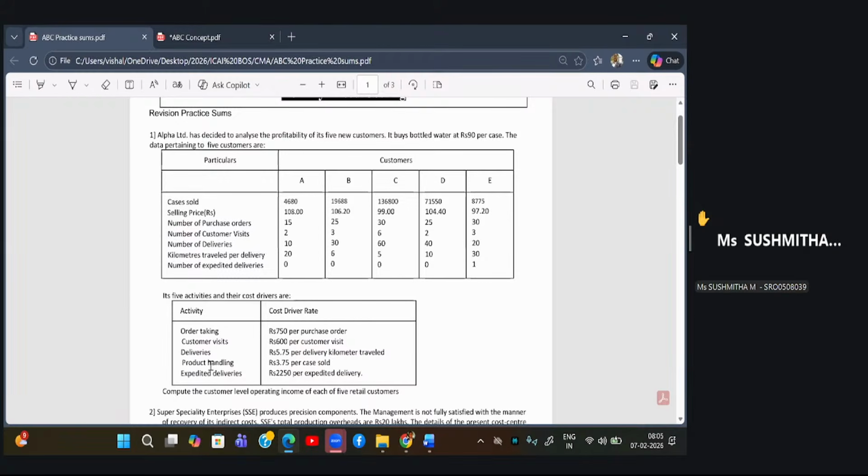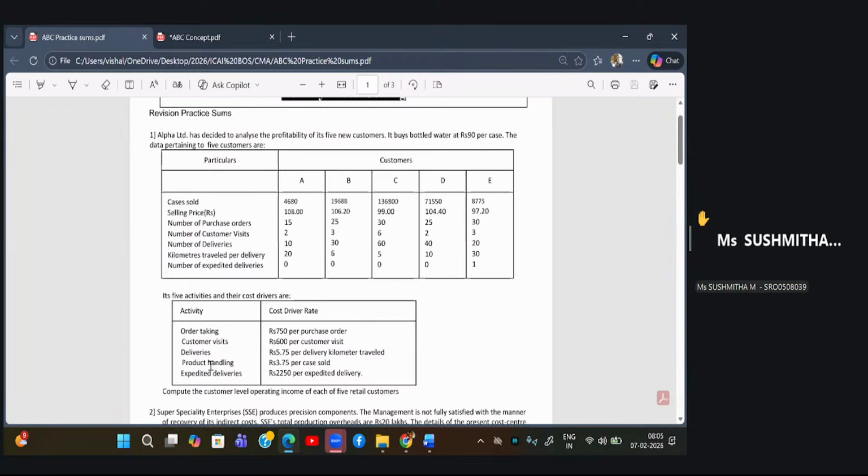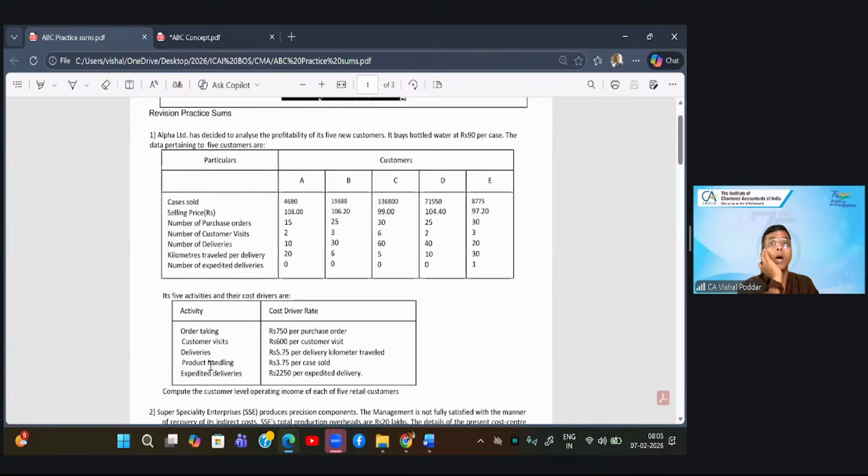Yes, sir. So excellent, beta. You know how many marks this question carries? This has come to your exam twice. When it had come for the first time, this question carried 8 marks. Now it will come for 4 to 5 marks. But see how easy the question is. But what was tricky?